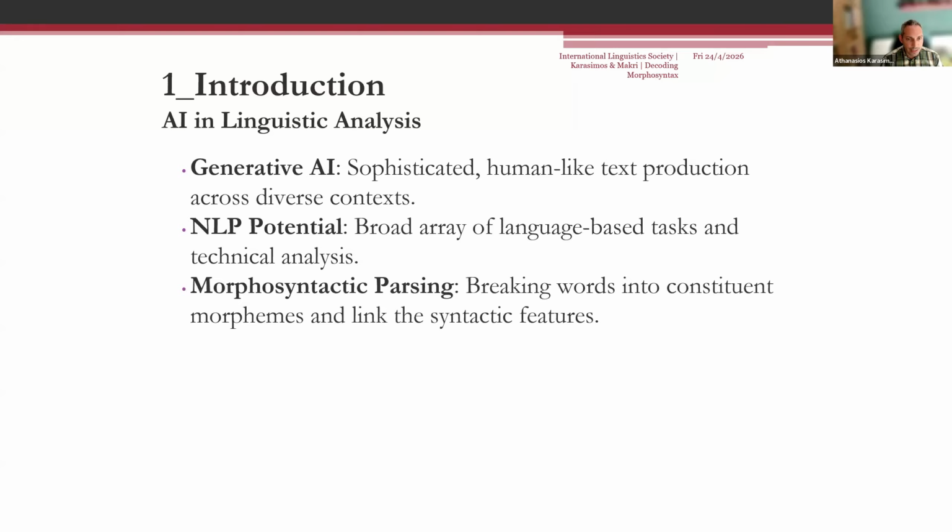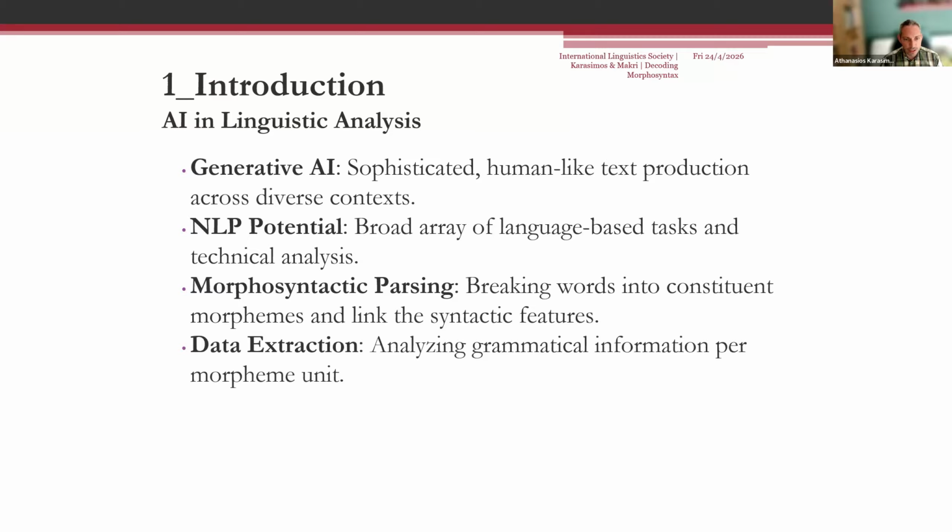Also, morphosyntactic parsing has a history of more than 4 decades, and it started with stemming and breaking words into constituent morphemes and linking the syntactic features. And since then, we have evolved this computational morphosyntactic area with different kinds of parsers, both morphology and syntax. And also data extraction, when you try to analyze grammatical information per morpheme unit, is one of the most challenging parts in computational linguistics for the last 5 decades.